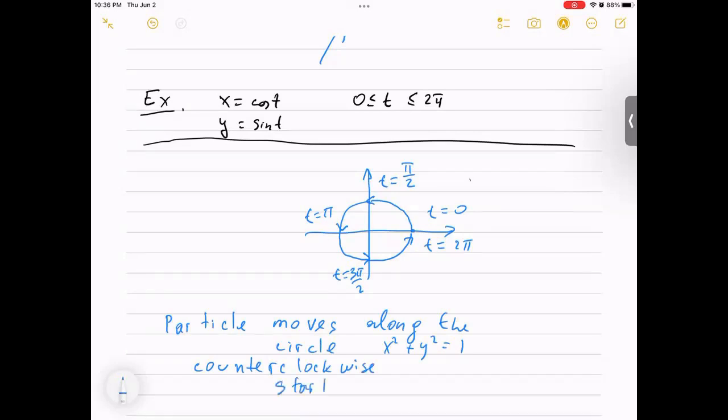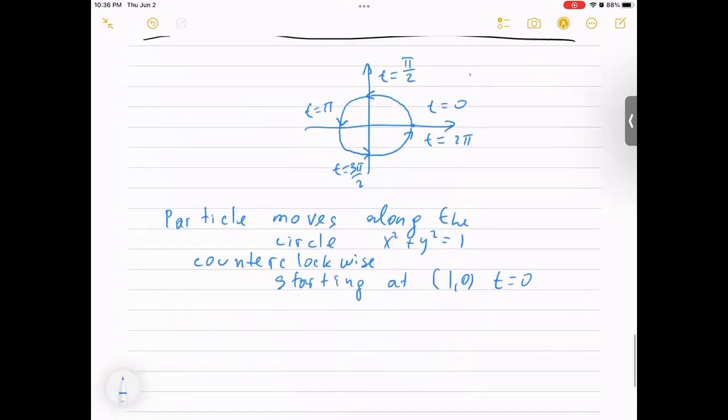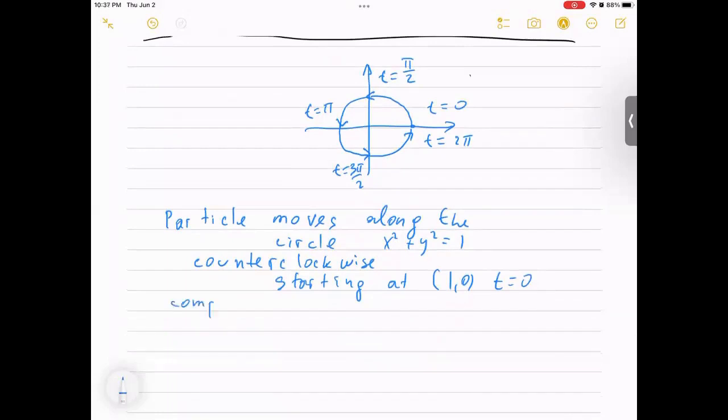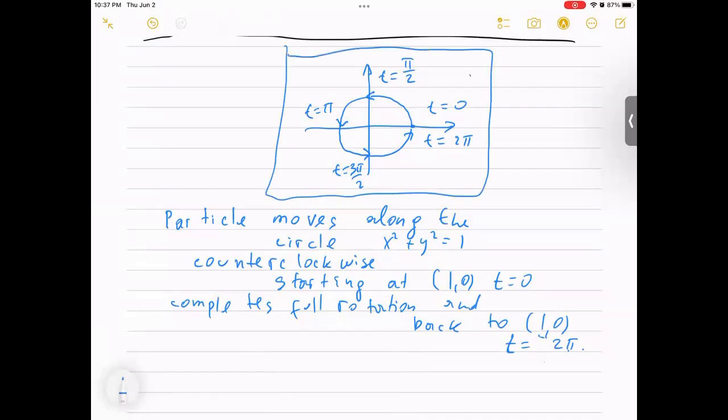I want to say where it's starting: x equals 1, y equals 0 when t equals 0. It's a rotation back to where it started, (1, 0), at t equals 2 pi. So we can illustrate that by a picture. We also can provide some wording to it.